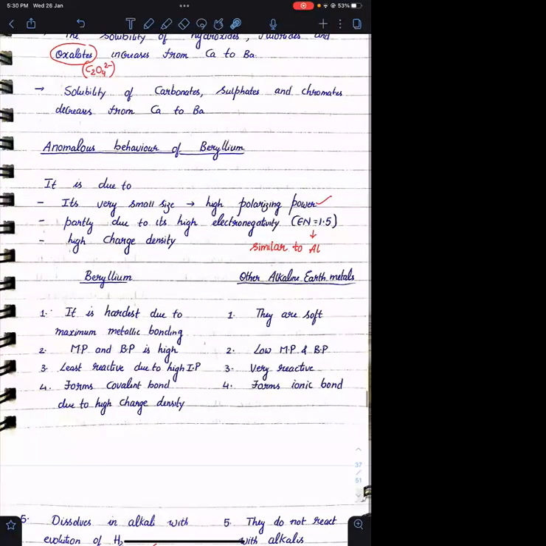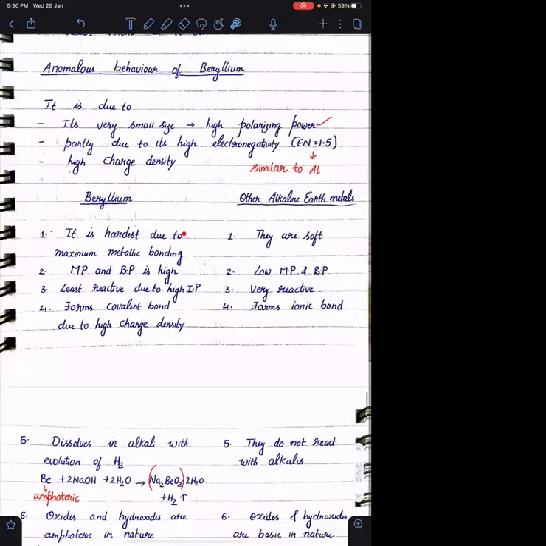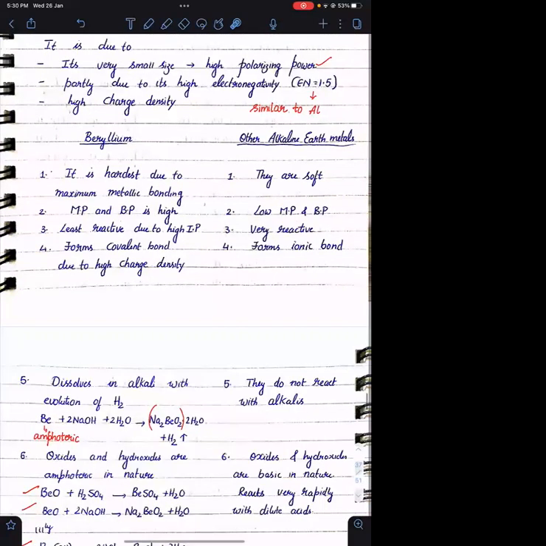Next, anomalous behavior of beryllium. ये भी हमने पढ़ लिया है. Beryllium is having some anomalous behavior. मतलब most of its compounds are covalent. It is the hardest, but rest all of them are soft, and down the group the softness increases. Melting and boiling points are exceptionally high because of its stronger metallic bond strength.